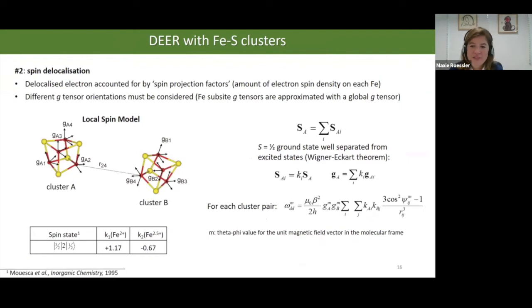Now, the other point that we have to take into account here is the magnetic moment, which is highly delocalized in iron-sulfur clusters. The way this is done is through the use of spin projection factors, which effectively take into account how much spin density is delocalized onto your four iron subsites. In principle, we have an individual g tensor for each of these irons, but this is approximated through a global g tensor. And indeed, we have to think about how this might change. We don't know where the g tensor points, so in our simulations, we have to take all these possibilities into account.